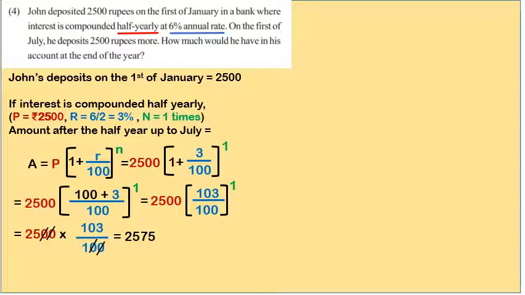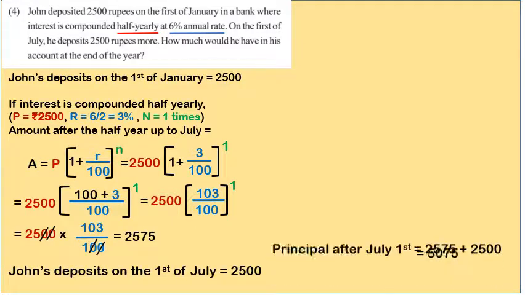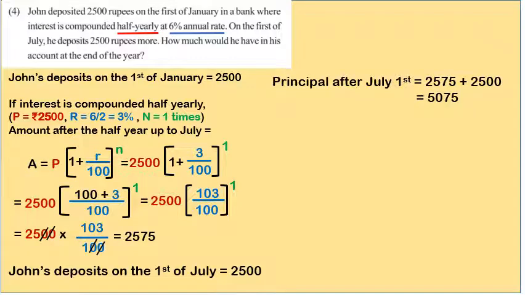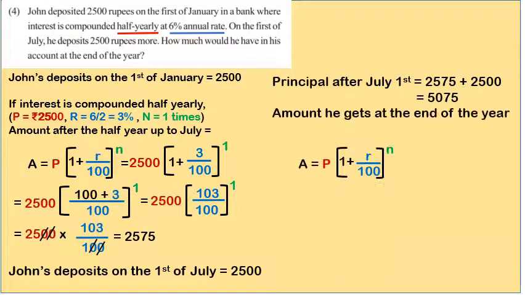That time again he deposits 2500 rupees on 1st July. So write John's deposit on the 1st of July equal to 2500 rupees. So the principal after July 1st equal to 2575 plus 2500 rupees, which is equal to 5075 rupees. So again let us calculate the amount he gets at the end of the year.